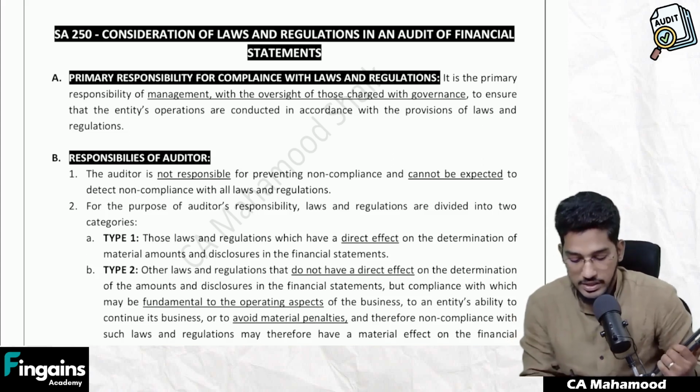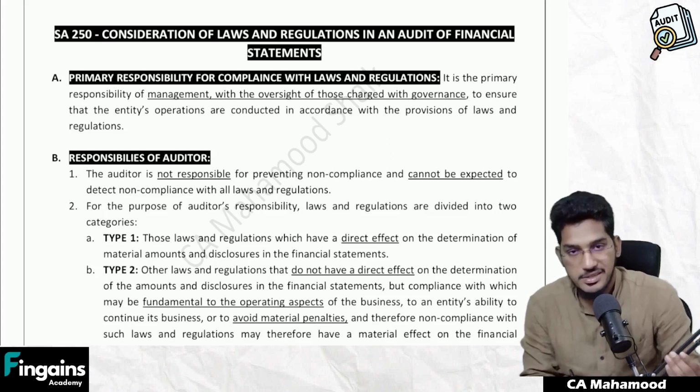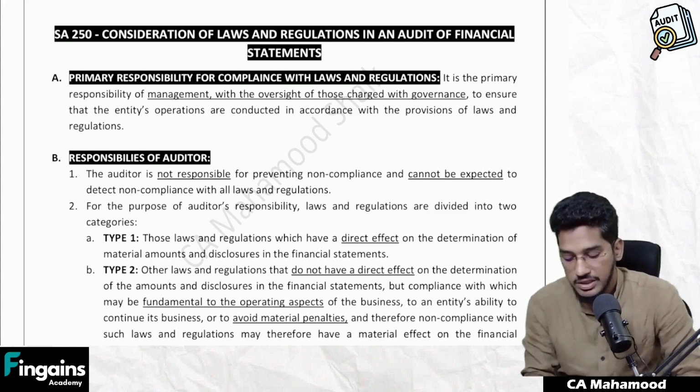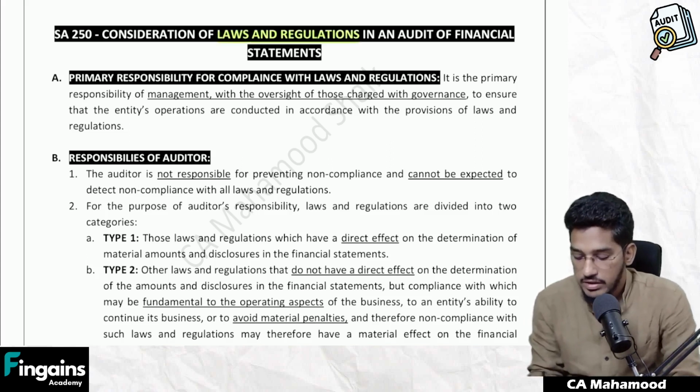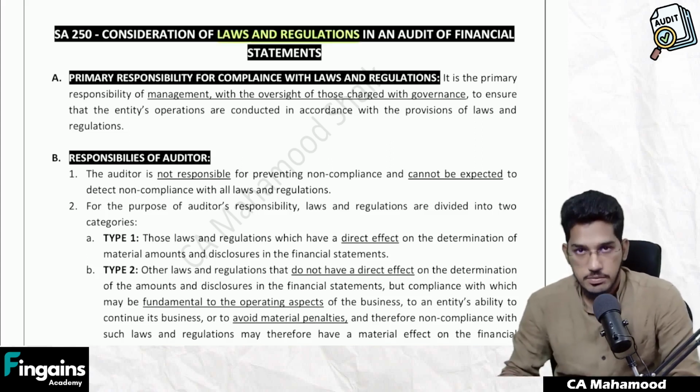I will start explaining the technicalities and the complete standard of SA 250, which is talking about consideration of laws and regulations in an audit of the financial statements.